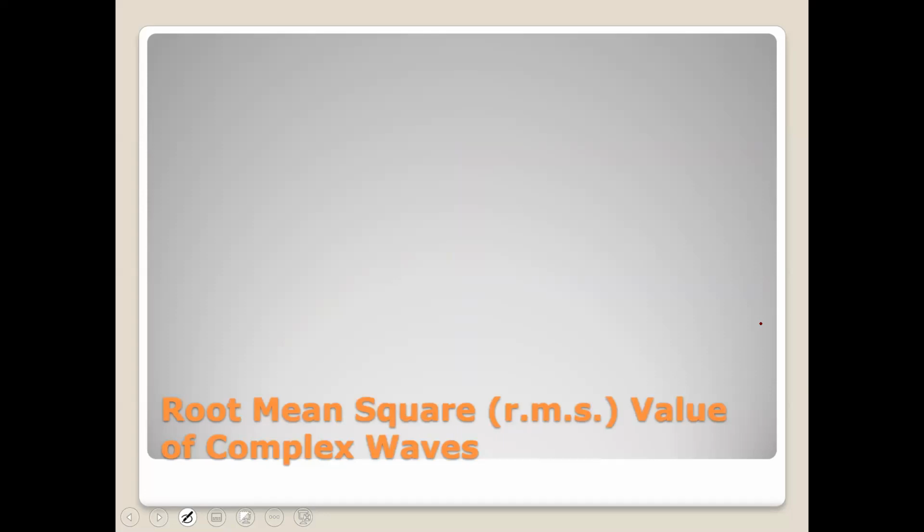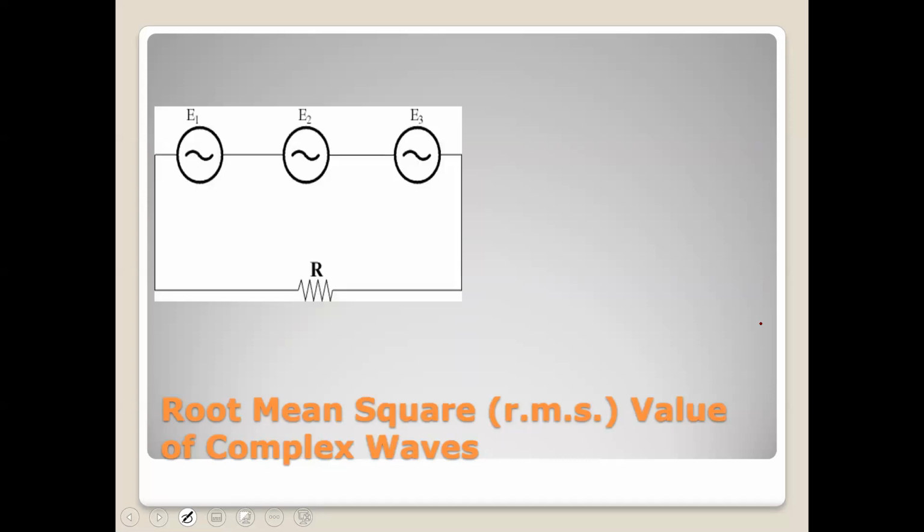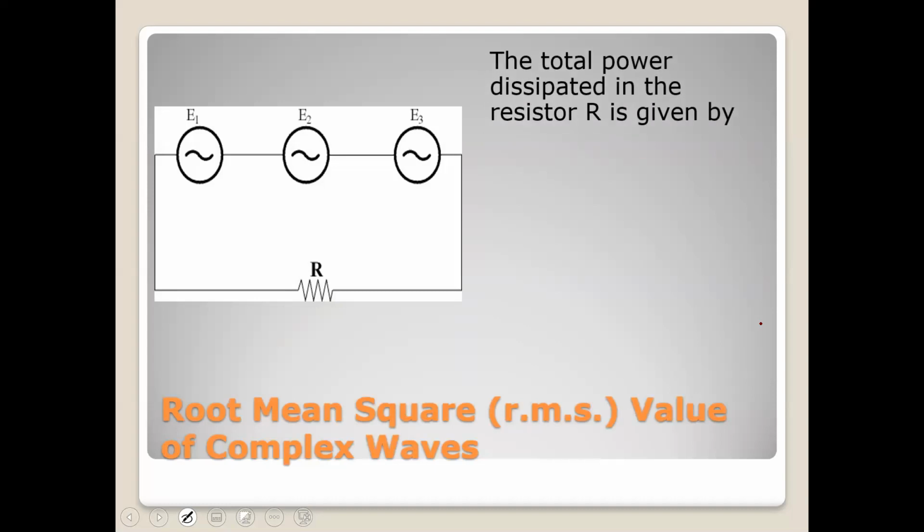So for your RMS value calculations, we want to use a circuit supplied by 3 sources, right? And we want to determine the total power dissipated in the resistor. And the method that we are going to choose to use is the superposition principle. So I can find the power dissipated by R when E1 is acting alone, and then I find it when E2 is acting alone, and then when E3 is acting alone, and so forth and so on.